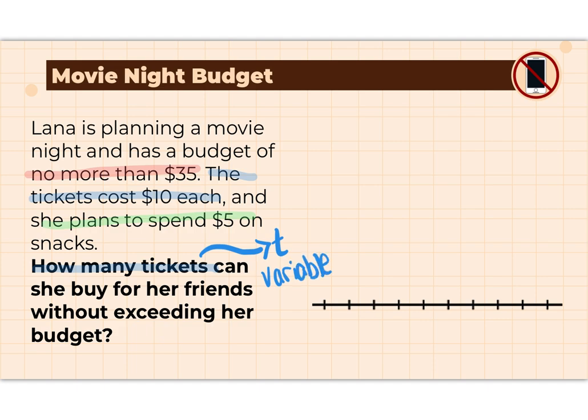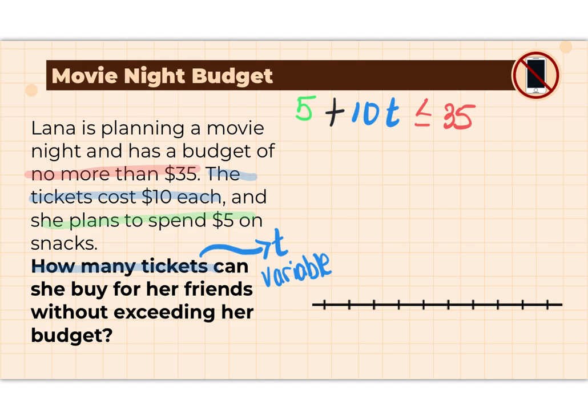I also know that we have no more than $35 budget. So no more than means less than or equal to 35, meaning I can spend $35, I can spend $34, I cannot spend more than 35. I also know that she's already spending $5 and she is spending $10 per ticket. So the $10 goes with the variable t because I do not know how many tickets I'm buying. I just know that I have to spend $10 on each one.